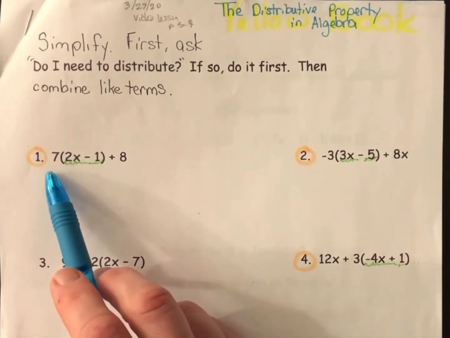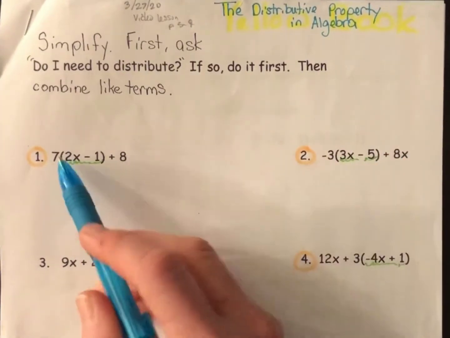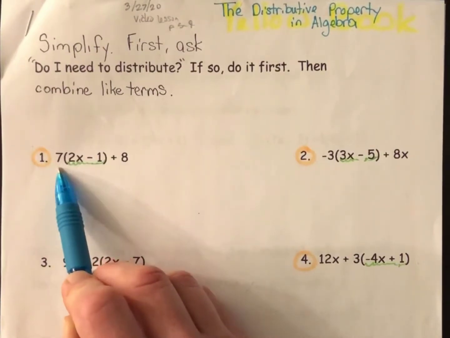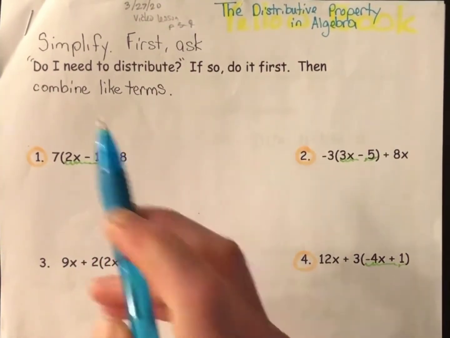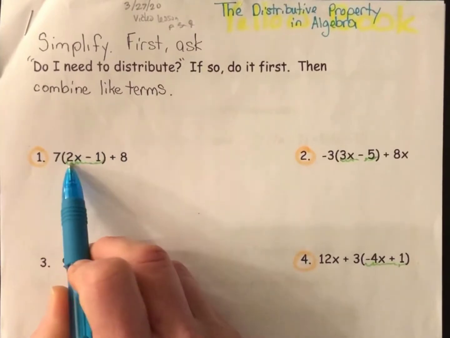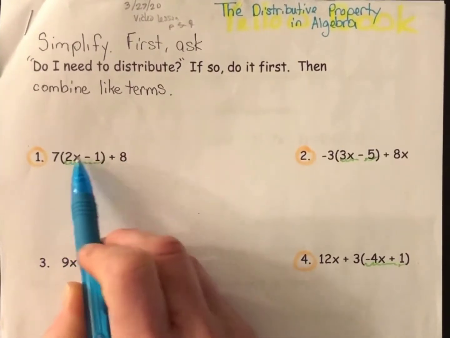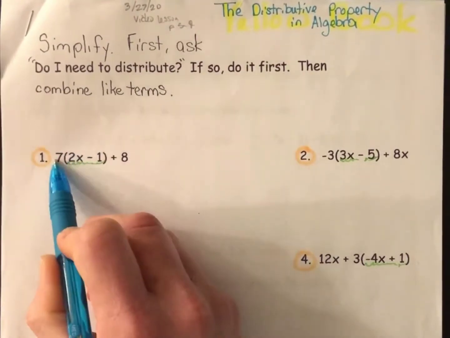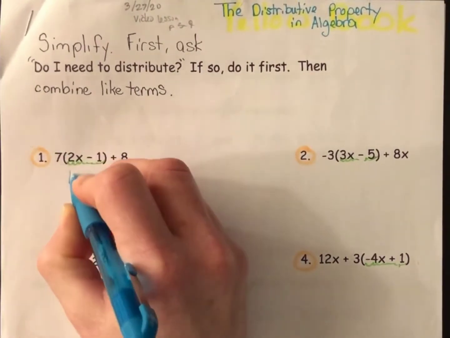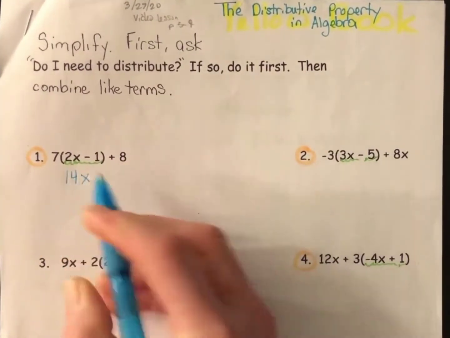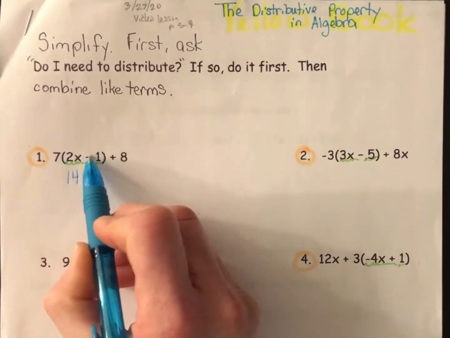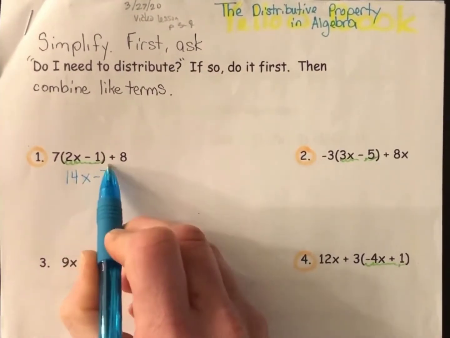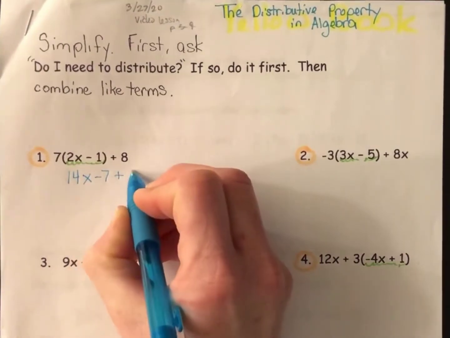The first one is very simple. You've done this before. You've got 2x minus 1 in parentheses. You're multiplying that by 7 and adding 8. We'll go ahead and do the distributive property because you cannot subtract 2x and 1. So 7 times 2x is 14x. 7 times negative 1 is negative 7. Then I'll finish. Plus 8.